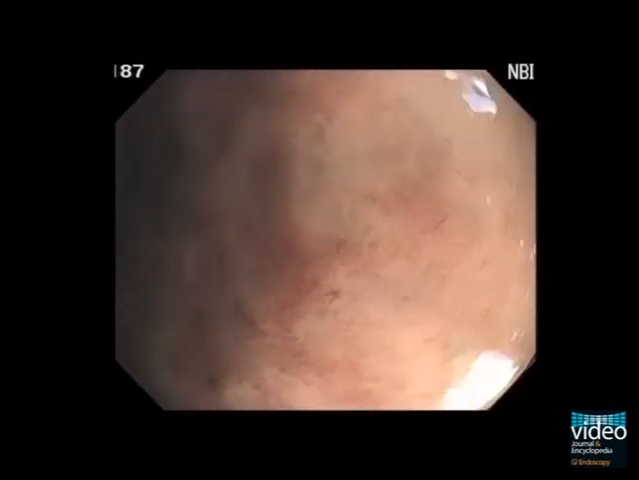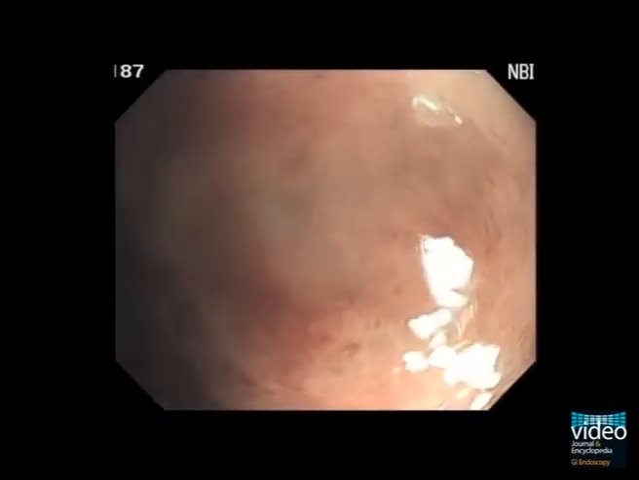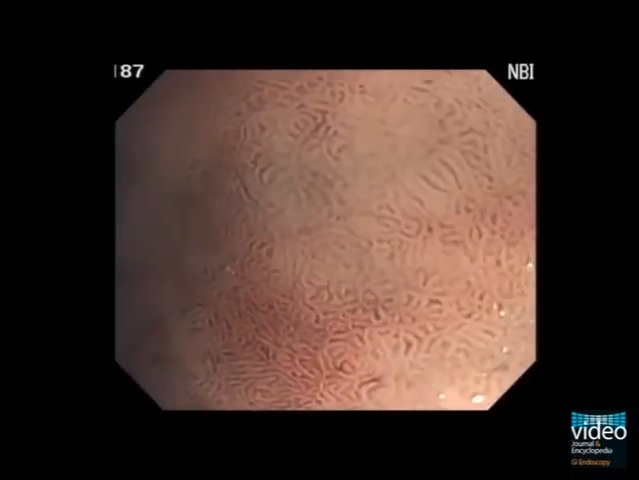No obvious intestinal metaplasia is seen with white light. With narrowband imaging and optical magnification, a villous pattern with light blue crests consistent with intestinal metaplasia is seen.